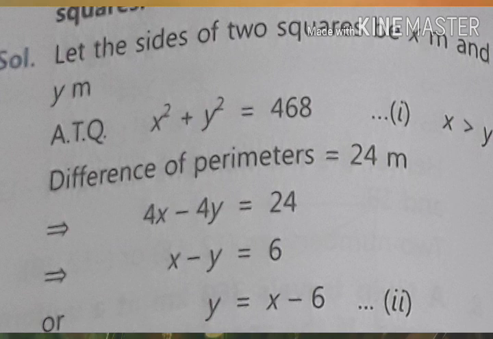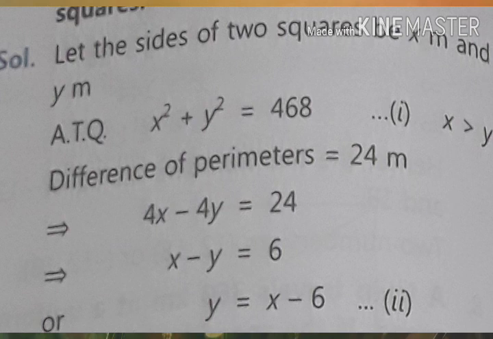Okay, so here the difference of perimeters is given as 24 meter. What is the perimeter of a square? 4 into side. So 4x and 4y are the perimeters. So here the biggest one will be 4x. So we can write in that order, 4x minus 4y equal 24. But in the case of the sum, there is no problem, any order we can write. But in the difference case, greatest minus smallest. So 4x minus 4y equal 24.